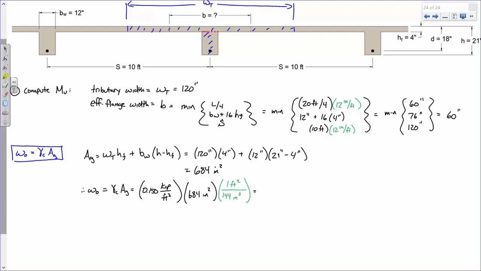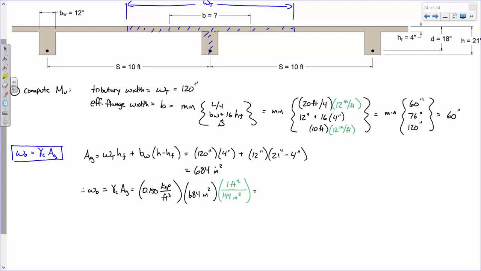I remember when I first started doing this stuff, it was in chemistry. So what would I do? I'd say 0.150 kips per cubic foot, right? And then I'd say 684 inches squared. So if you need to do it this way, that's fine. However you need to do it. I remember doing that in chemistry. Whatever you got to do.